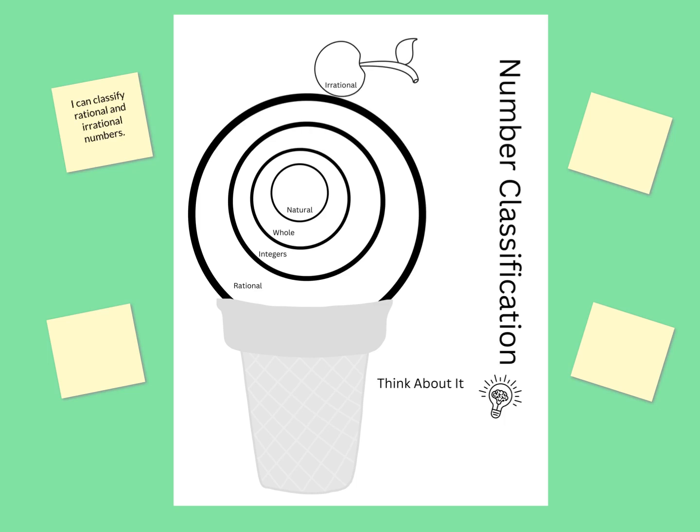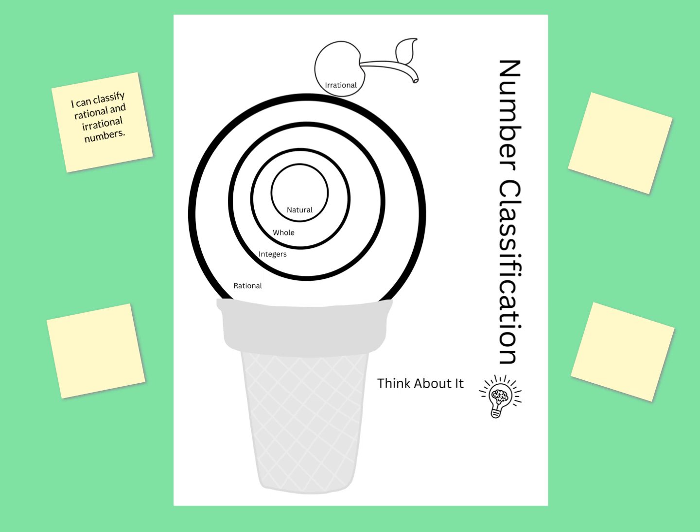Let's look at the different classification of numbers, and our goal is that we will be able to classify rational and irrational numbers. So let's start with the rational. We notice all these circles are inside each other. That is because these are all types of rational numbers. So natural, whole, integers, those are all just more specific types of rational numbers.